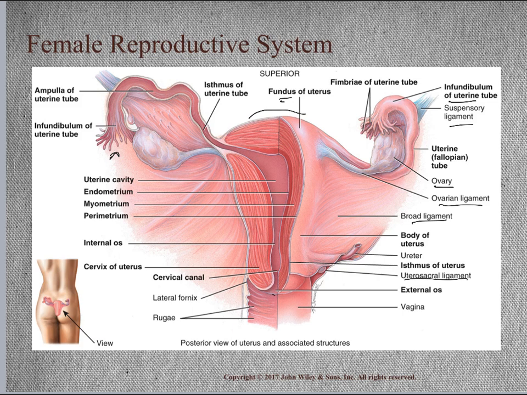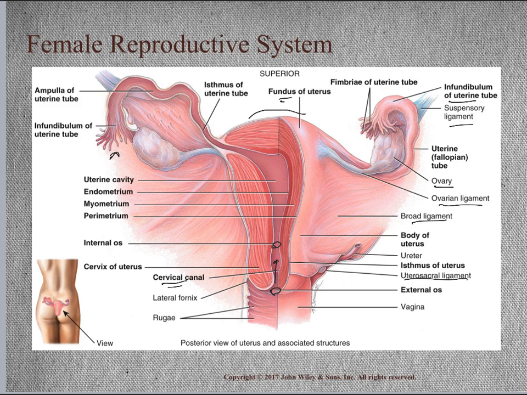The opening, the initial opening of the cervix is known as the external os. As we move our way to the interior, we have an internal opening called the internal os. And then the canal that works its way through is the cervical canal.